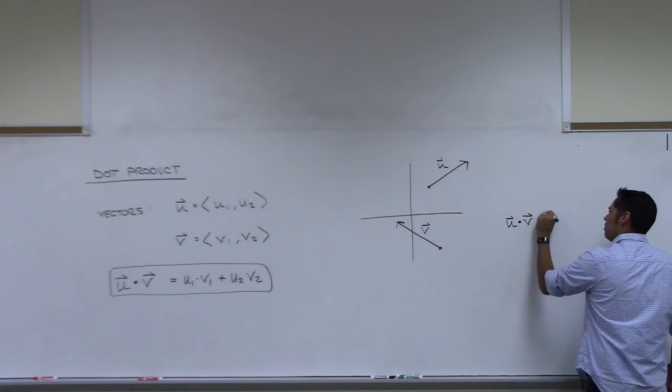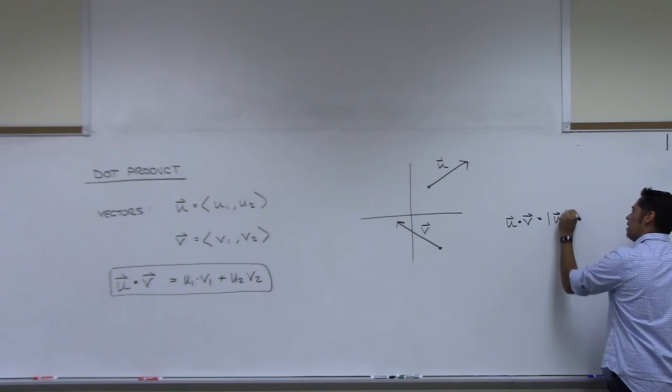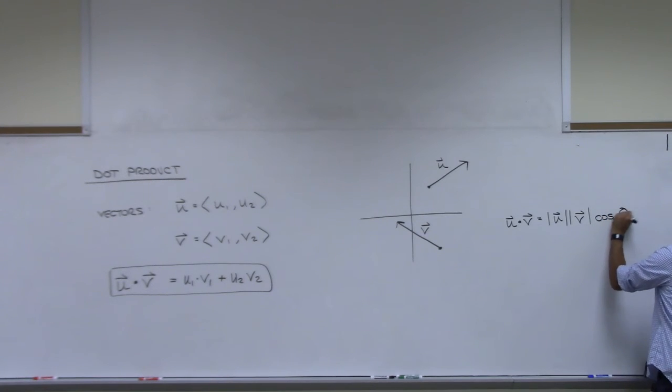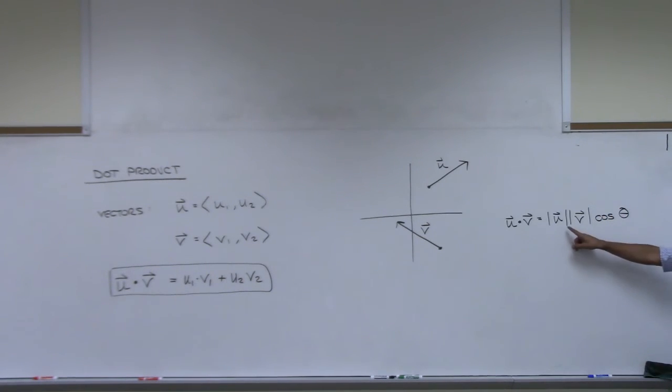is equal to, I'm just going to write it. I'm not going to say what it is. You can tell me what that means. Okay, so what does that mean? The magnitude, the length of the vector u, times, there's a multiplication here even though I didn't write it, the length of the vector v, times cosine of theta. What is theta? The angle between the two vectors.